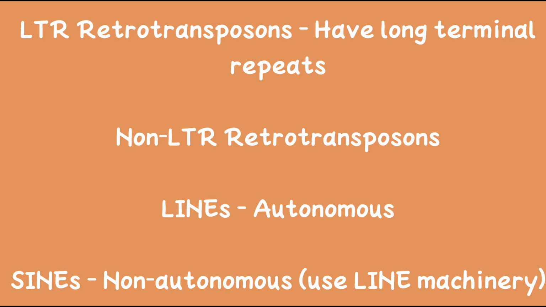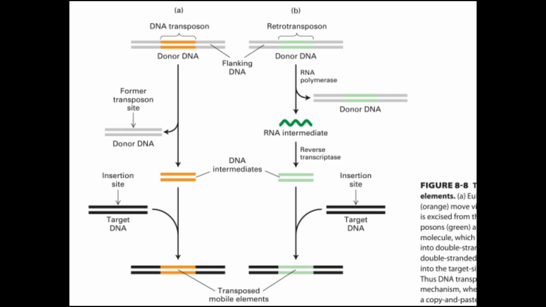So, DNA transposon, retrotransposon, LINE, SINE and Alu elements. These are examples of transposable jumping genes. DNA transposon moves by a cut and paste mechanism. It uses an enzyme called transposase. Then retrotransposon moves by an RNA intermediate, which is reverse transcribed back into DNA.